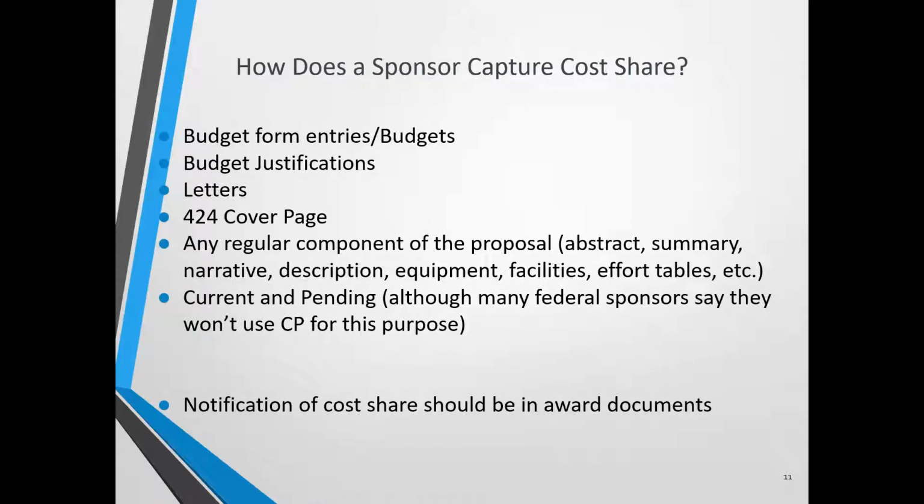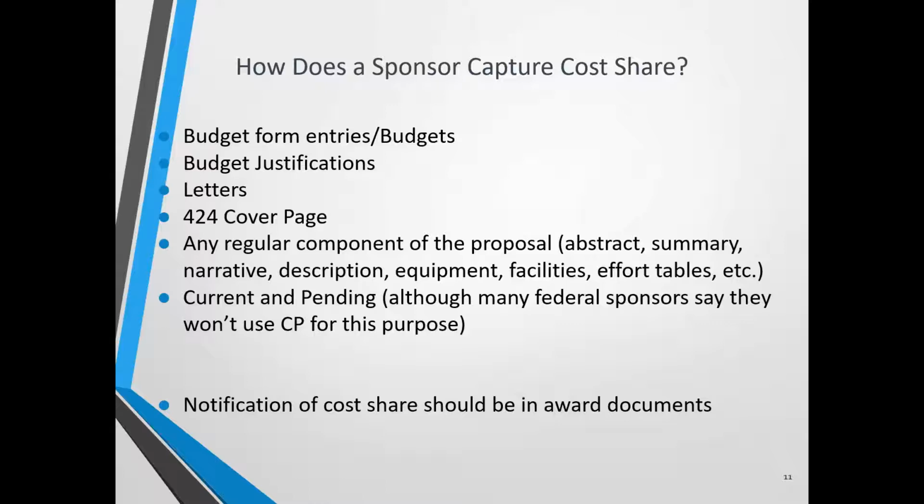How does a sponsor capture cost share? And this is not only from the perspective of what you might be reporting on your budget form or your budget justification. They can look through information that's provided in letters, on your 424 cover form, and any other component that they want to. So your abstract, your description, facilities, effort tables, any place that you mention that you're going to provide something, especially if you quantify it in an award package, they can ask that it be incorporated as part of the award, and then you have to report on it.